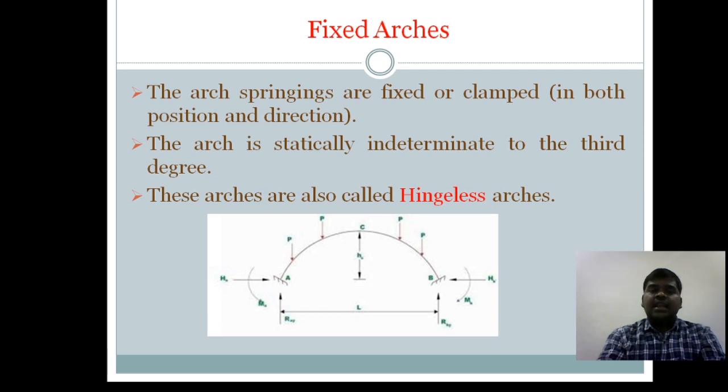The arch is statically indeterminate to the third degree, because at A we have three reactions, and also at B we have three reactions. So we have only three equilibrium equations. So reactions at A plus B will become 6, and 6 minus 3 is equal to 3. So it is statically indeterminate to the third degree. That is, the degree of static indeterminacy for a fixed arch is 3. So these arches are also called hingeless arches, because there is no hinge in the fixed arches.